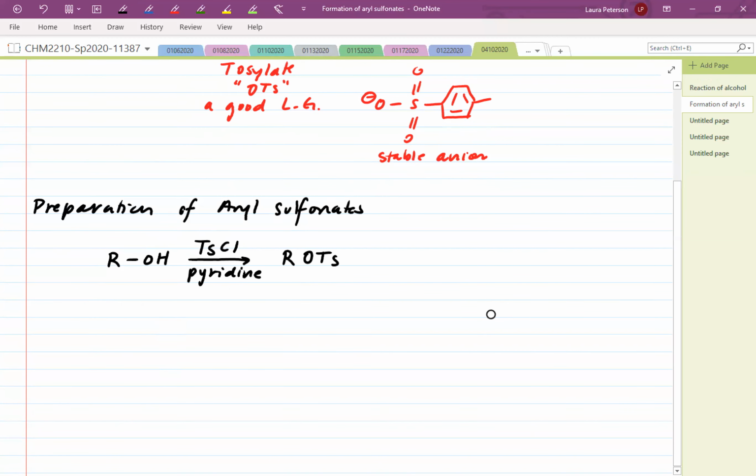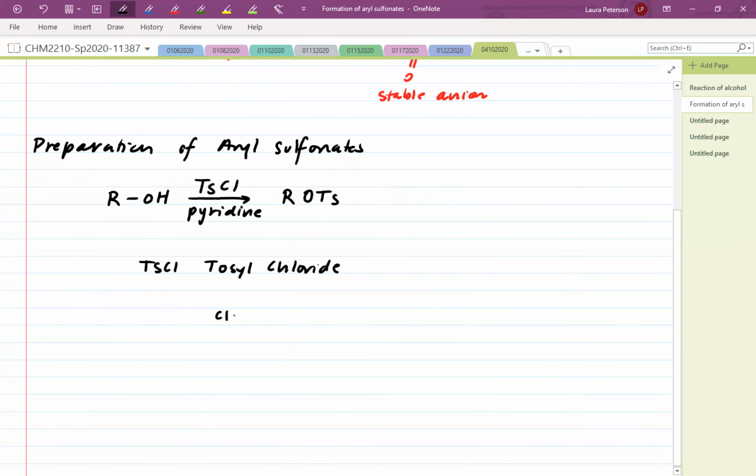That TsCl is called tosyl chloride, and its structure is this. Something about drawing hexanes in the rotated way is pretty difficult. Anyway, here's the structure of tosyl chloride. Tosyl chloride is used essentially to make these aryl sulfonates that we're going to use as starting materials for our substitution and elimination reactions.